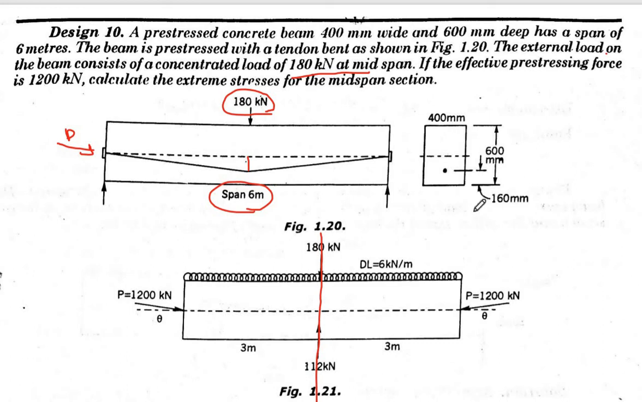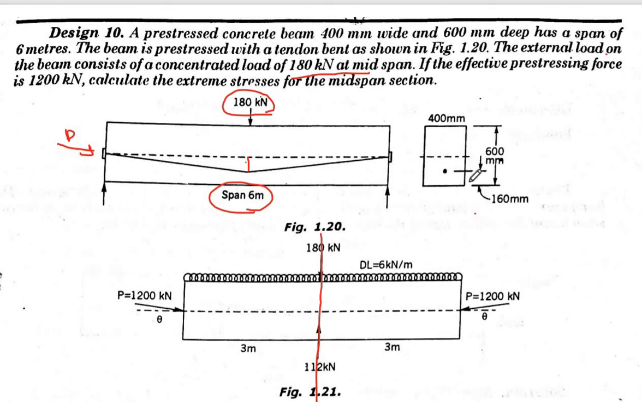This one here in the question, this distance is given to us as 160. So that means we can get this value. This portion was 300 mm. So now 300 minus 160 will give you your value.